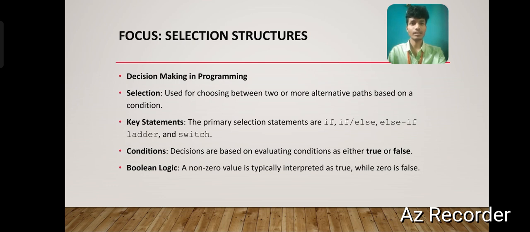Focus: selection structures. Decision making in programming. Selection: used for choosing between two or more alternative paths based on a condition. Key statements: the primary selection statements are if-else, else-if ladder, and switch. Conditions: decisions are based on evaluating conditions as either true or false. Boolean logic: a non-zero value is typically interpreted as true while zero is false.